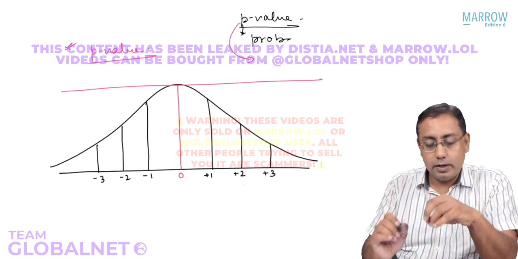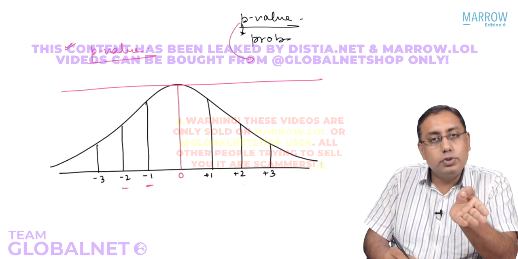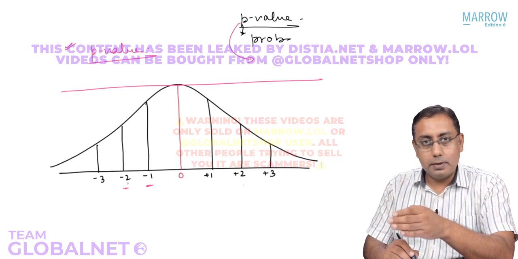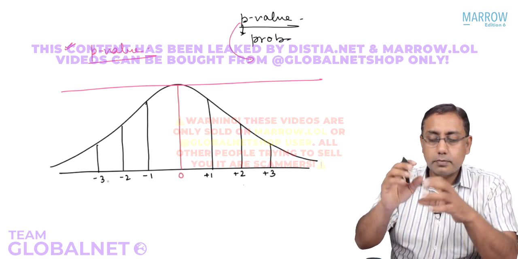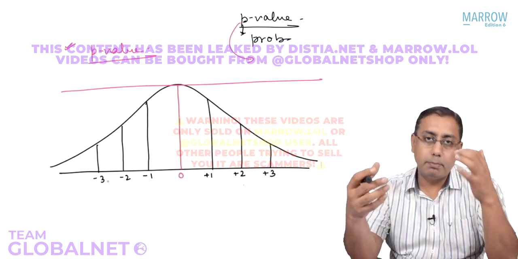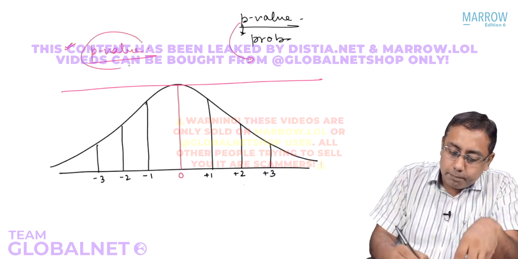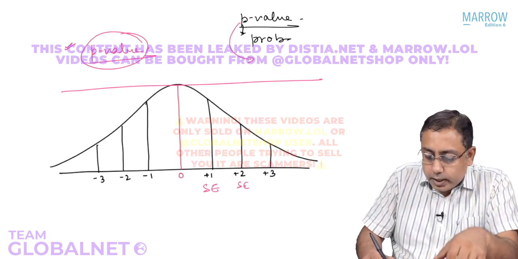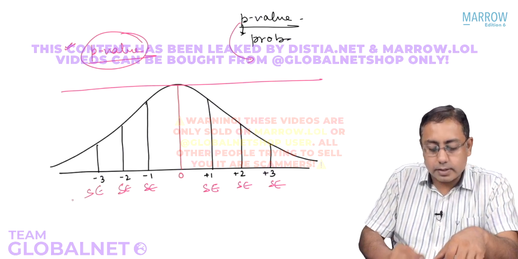Whenever we are plotting p-values, we don't call this -1 standard deviation, -2 standard deviation, -3 SD, +1 SD, +2 SD, +3 SD. That we normally talk about when we put values like the value of hemoglobin, and you're talking of the percentage of the population. At that time, you use the standard deviations. When we talk of p-values, mind you, we talk in ±1 standard error, ±2 standard errors, ±3 standard errors, and we are always talking of the standard errors.